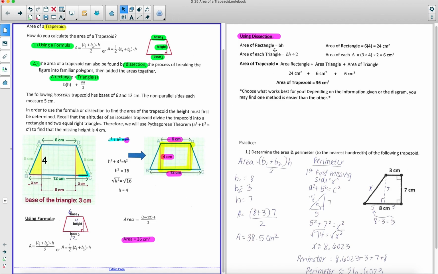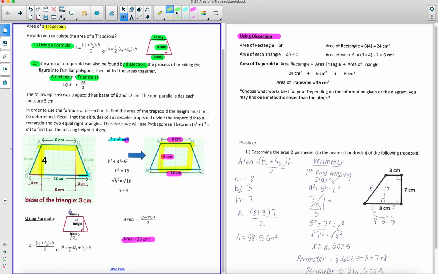So our rectangle, we need a base and a height. So I'm going to go over here. Let's see, here's the base. Here's the height. So it's 6 times 4. Okay, so area of the rectangle, 6 times 4. Excellent. 24. Now the triangles, there's 2 of them.